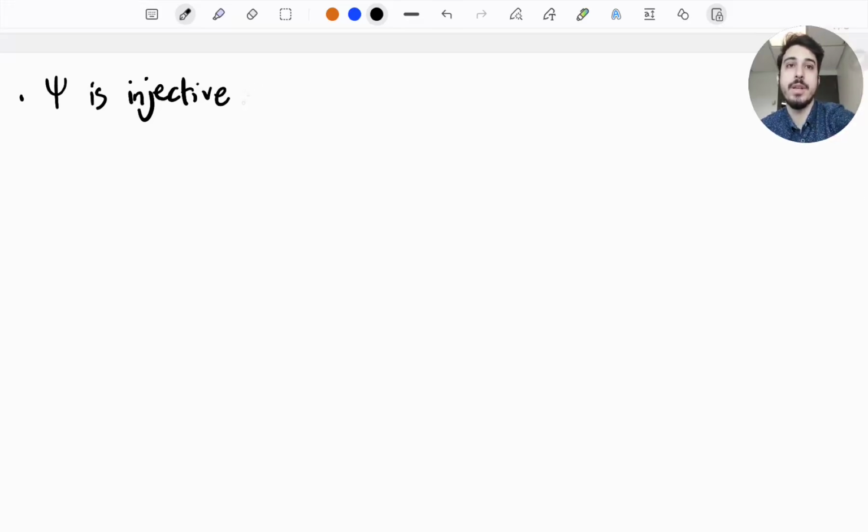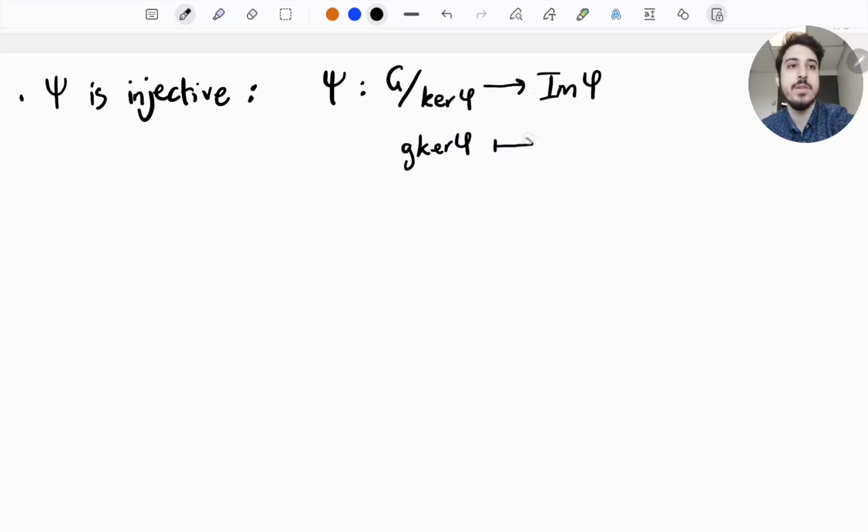We would like to confirm now that psi is an injective map by confirming that the kernel of psi contains only the identity element. Just a reminder that psi takes an element from the quotient group and gives an element in the image of phi. It takes a coset of kernel of phi and gives you phi of g. So, if you want to show that the kernel of psi contains only the identity element, we want to see what happens if a coset, g ker phi, lies in the kernel of psi.